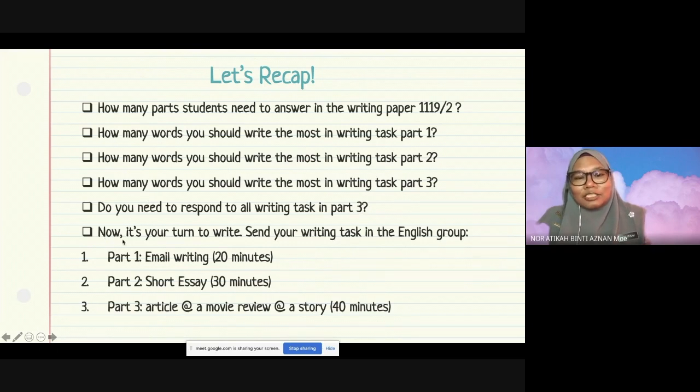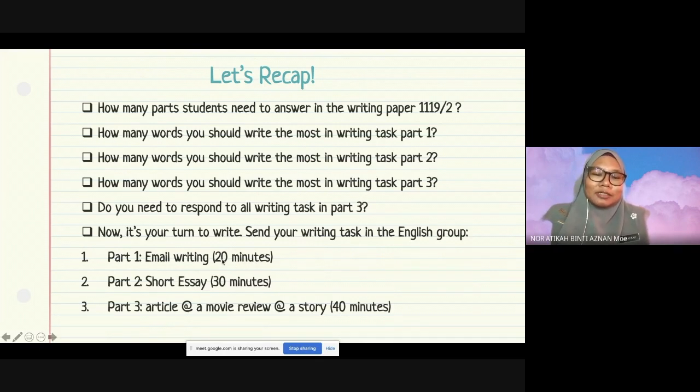And now it's your turn to write. Send your writing task to the English group. It can be your teacher's English group, if you have one, you should have one, isn't it? So you can choose which task you want to fulfill first. For my students, I would like to start with the first one. We should start with the basic level. It should be email writing in 20 minutes.